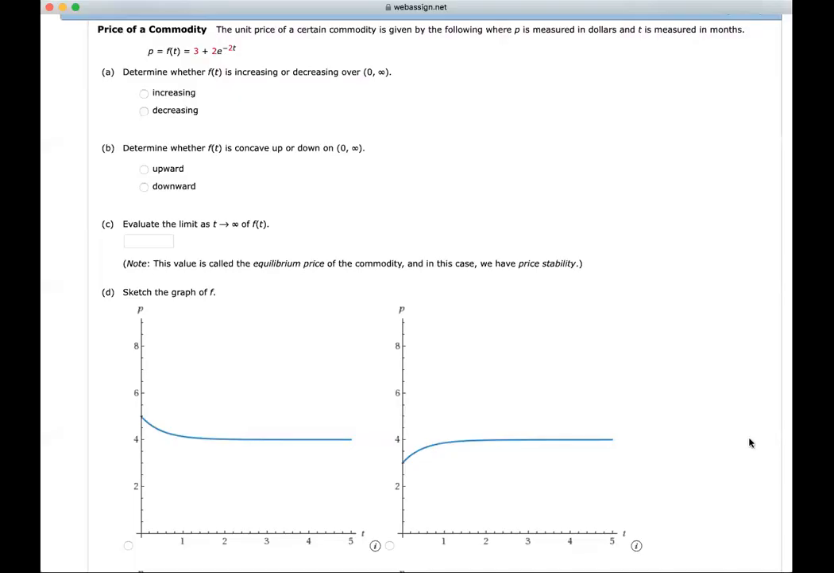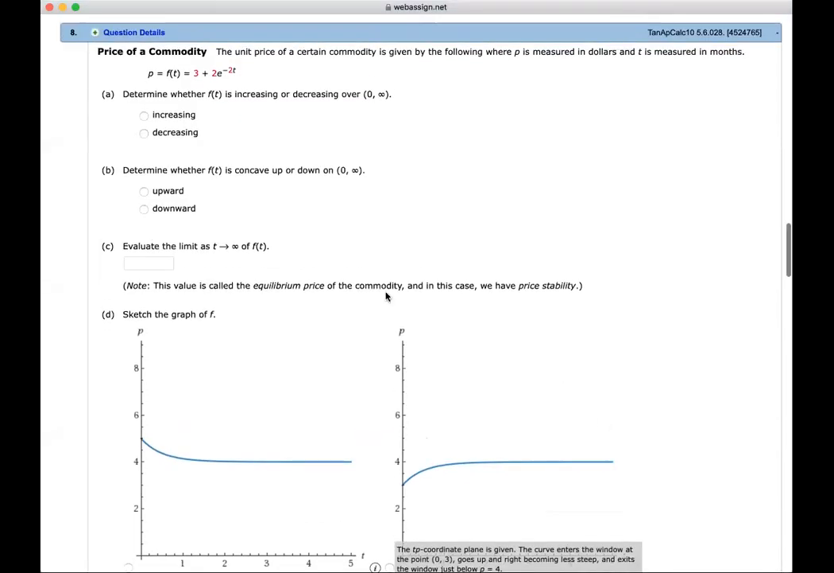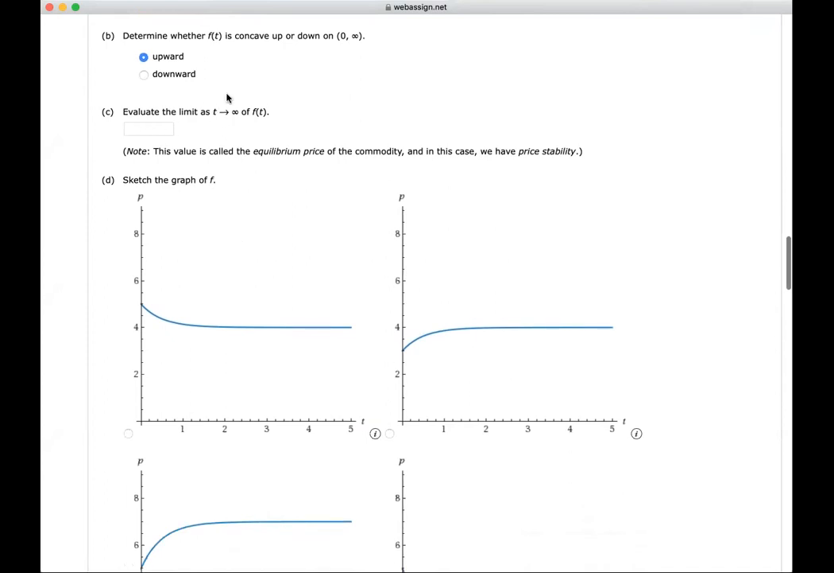So here we are back in WebAssign. I can input my answers right now. So I think we decided that since the first derivative is negative, the function is decreasing. Since the second derivative is positive, it's concave upward. Next 2 parts are to evaluate the limit of our function as t approaches infinity, and then finally to choose between 4 options as to which graph best represents it. Go back now to my whiteboard here.